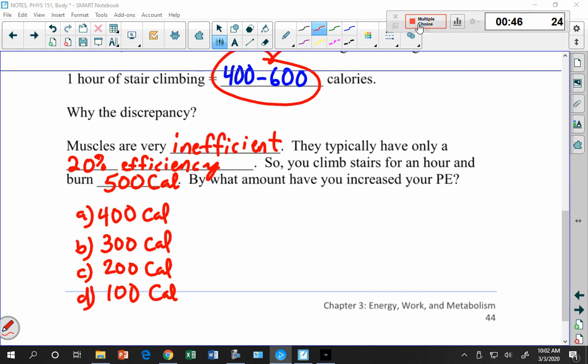Remember, when I talk about efficiency, a 20% efficiency means that if I put in a certain amount, I get 20% of that back in some usable form. So if I put in 500 calories, I get 20% back in some usable form. And the usable form would be to change my gravitational potential energy, so that I go to a greater height. So how much have I increased my gravitational potential energy if I have a 20% efficiency?